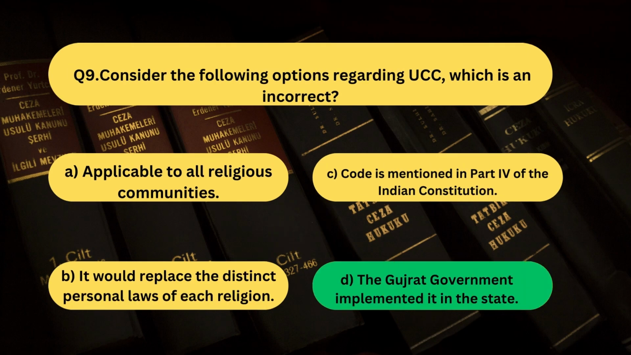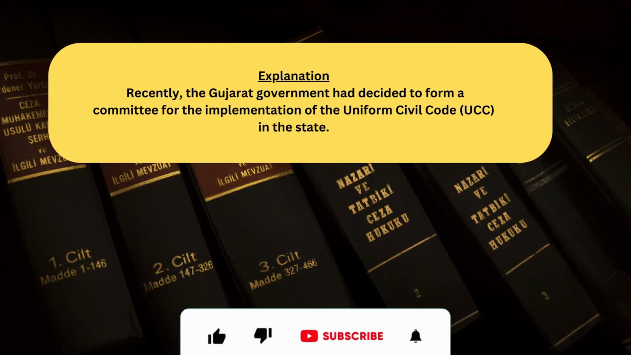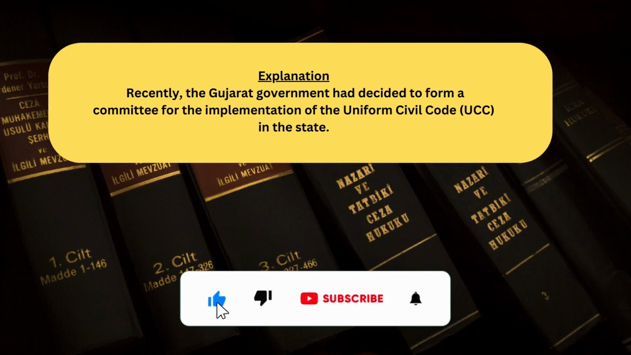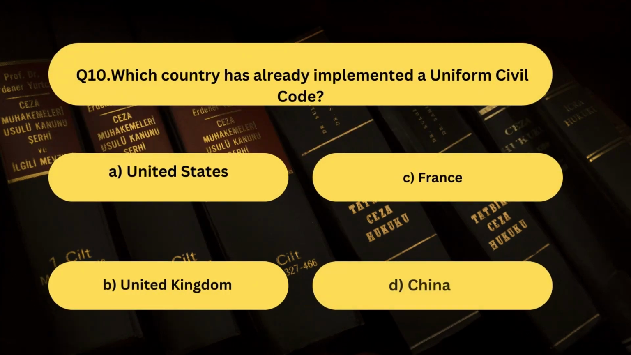Answer D. The Gujarat government implemented it in the state. Recently, the Gujarat government had decided to form a committee for the implementation of the Uniform Civil Code, UCC, in the state. Which country has already implemented a Uniform Civil Code?